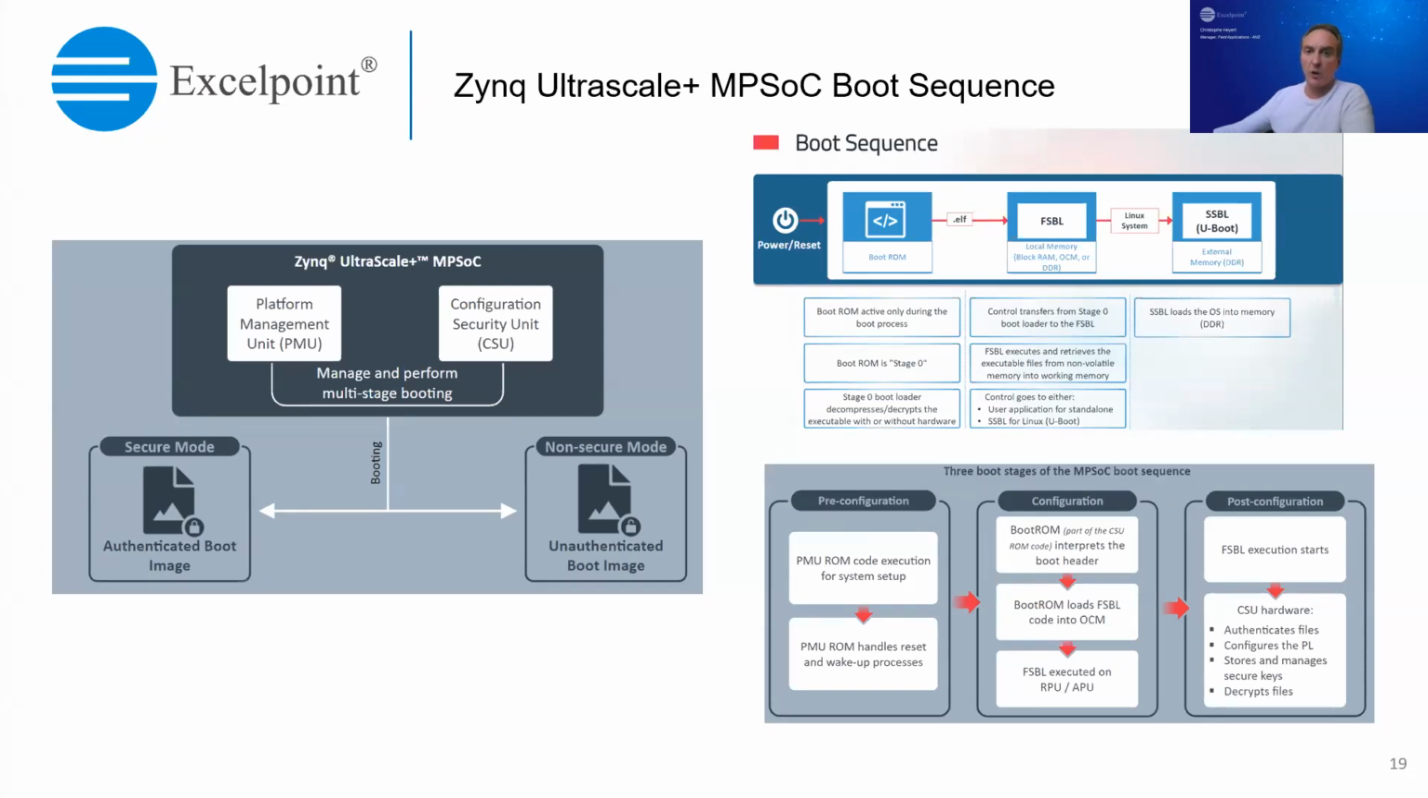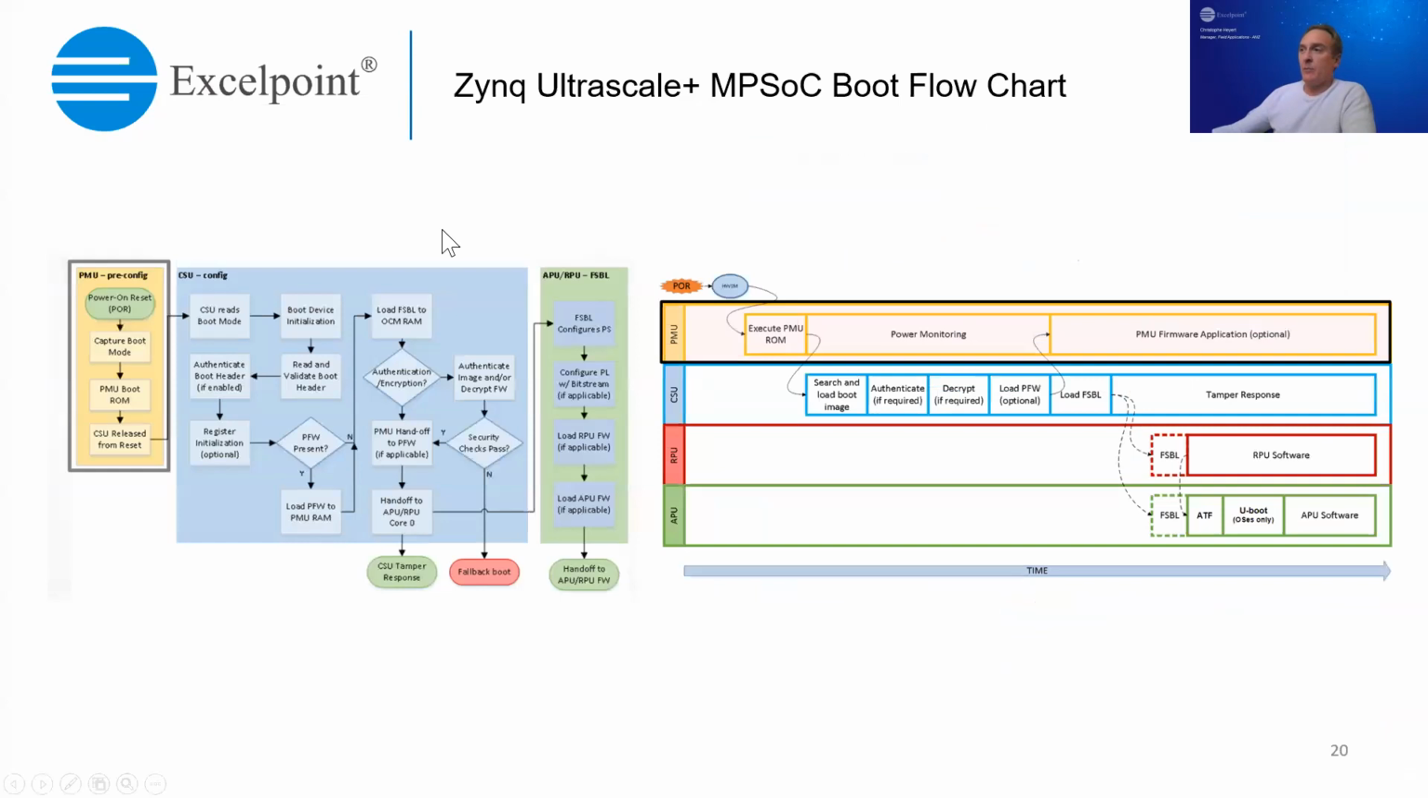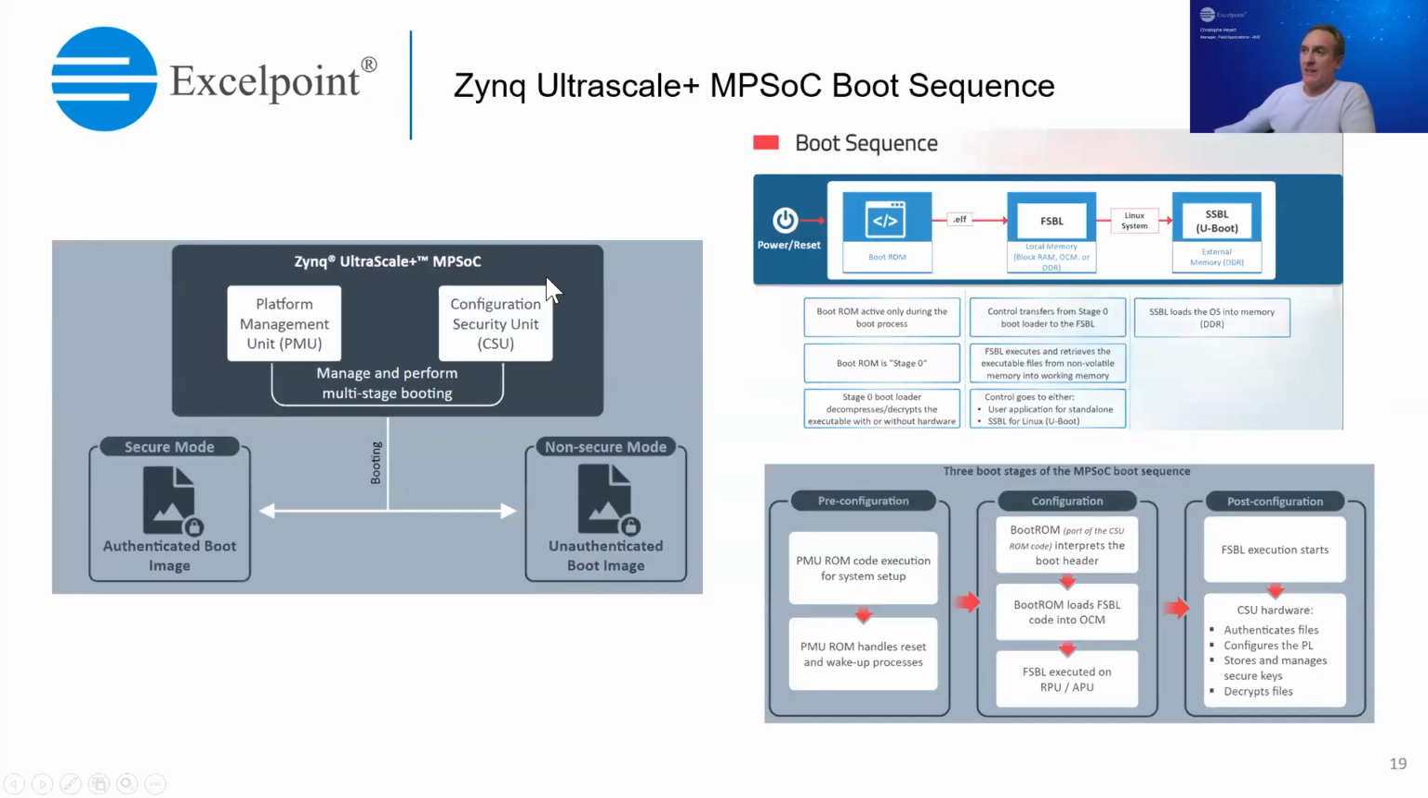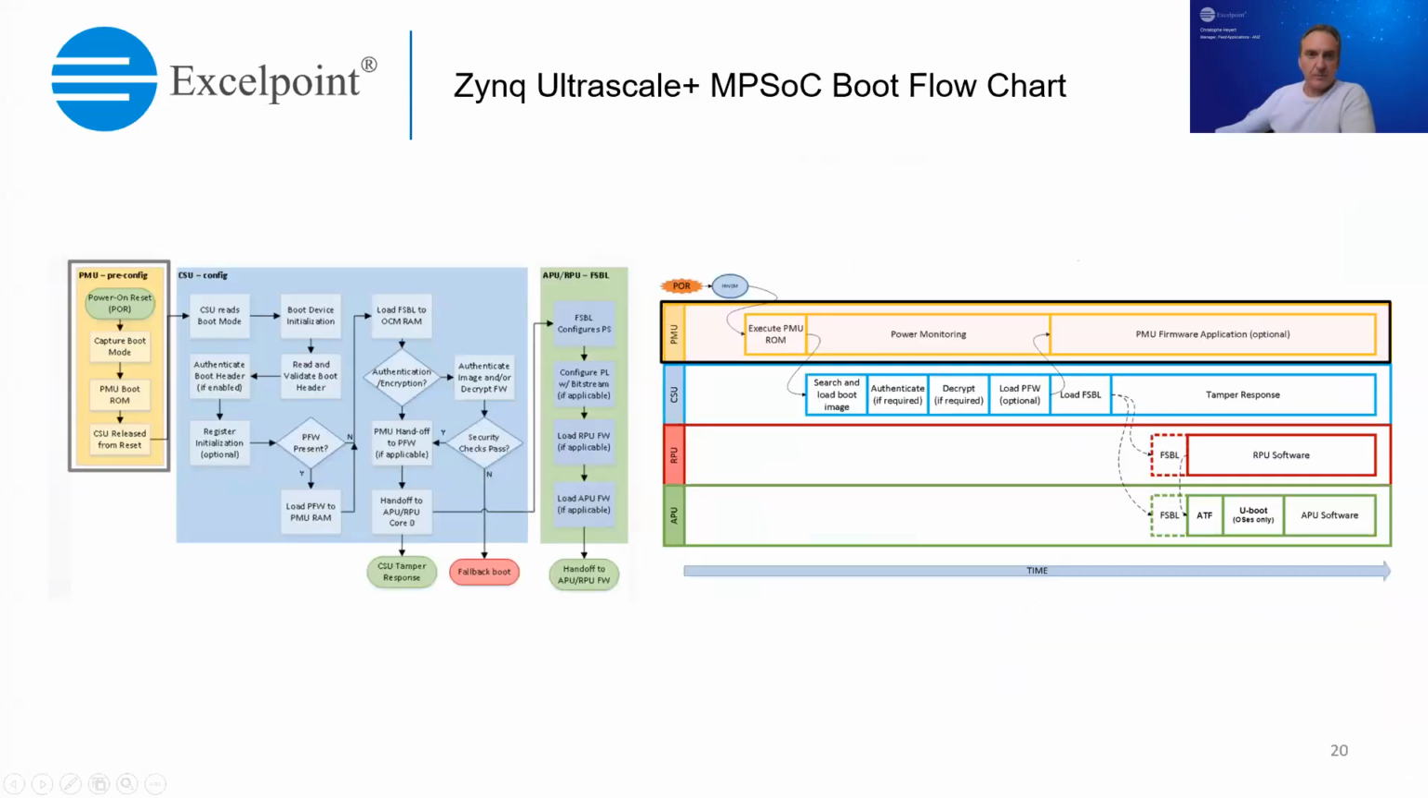Here, the CSU ROM code is then responsible for system tampering responses. The CSU hardware in the background continues to provide ongoing hardware support to authenticate files, configure the PL, store and manage secure keys, and decrypt files. So while these are the three main configuration stages, let's have another closer look at this in a boot flow chart.